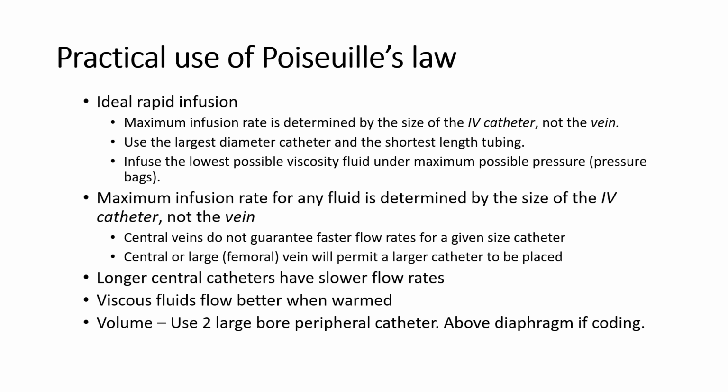So, practical uses of the law. For ideal rapid infusion, the maximum infusion rate is going to be determined by the size of your IV catheter, not the vein you've put it into. Using the largest diameter catheter and the shortest length of tubing is going to get the fluid into the person faster. Infuse the lowest possible viscosity fluid under the maximum possible pressure.